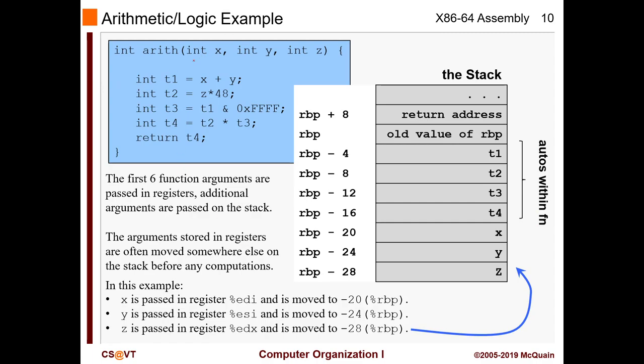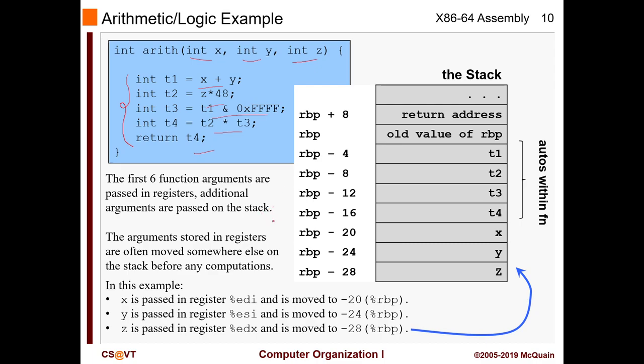So if we have int x, int y, int z, and these are the variables we are going to use, these are the operations we are going to use, we'll take a look at them one by one. So what happens is, whenever you write C code, the first six function arguments are passed in registers. Additional arguments are passed on the stack. Okay, it's a case of optimization.